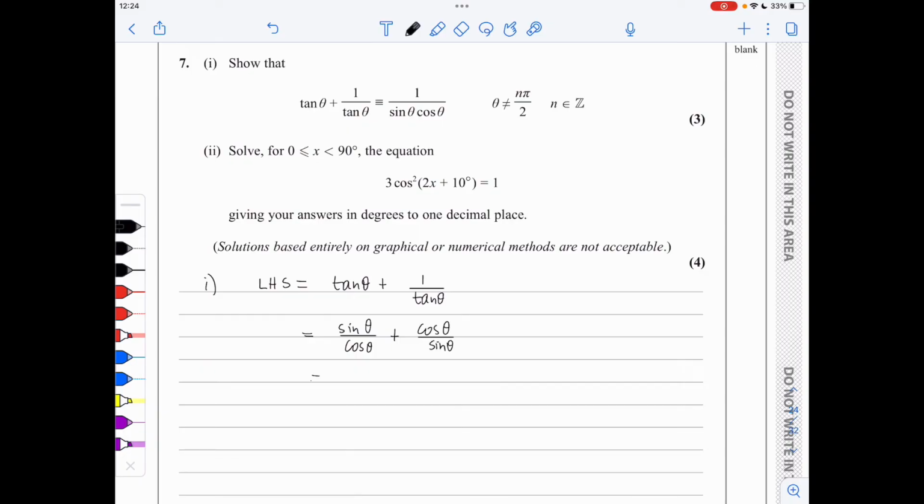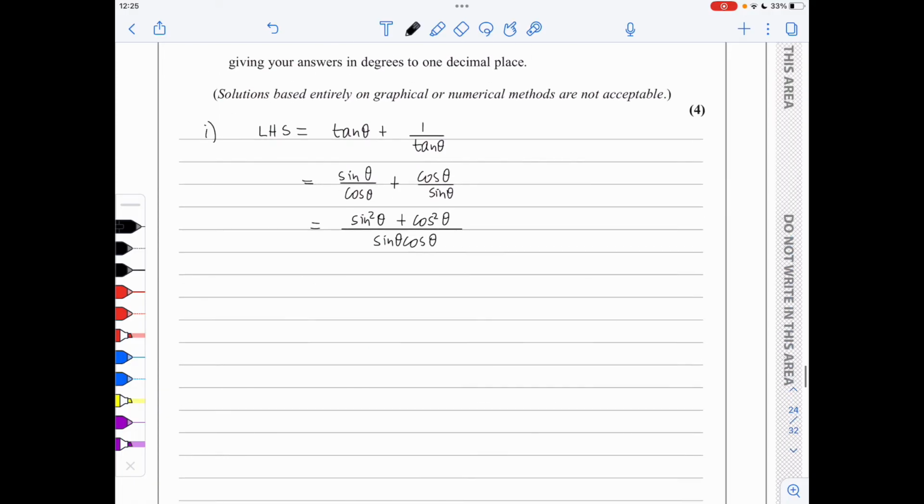We can combine these two fractions together over a common denominator of sine theta cos theta by multiplying the first one by sine theta to give us sine squared theta, and the second one by cos theta to give us cos squared theta. We know that sine squared theta plus cos squared theta is 1. So this is 1 over sine theta cos theta, which is the right hand side as required.